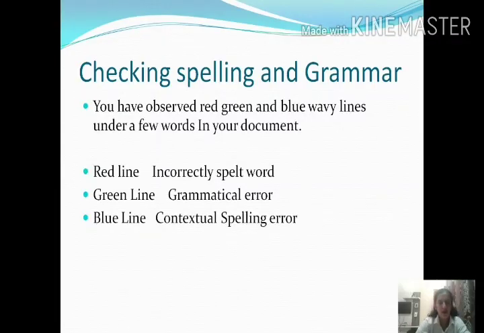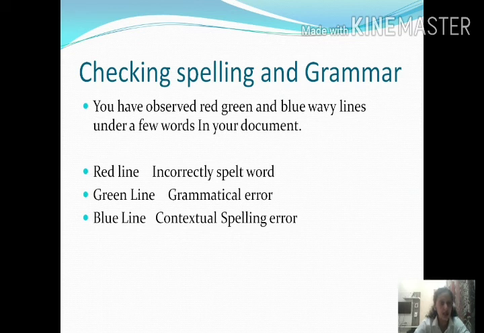So next we have checking spelling and grammar. As you can observe, whenever you are writing anything in MS Word, what will happen? You will see three colors of lines. You can say red, green and blue wavy lines. Under the sentence, whatever you have written, you can see three kinds of line. Red, green and blue. Now you can see what red line will represent, what green line will represent and what blue line will represent, that you have to see.